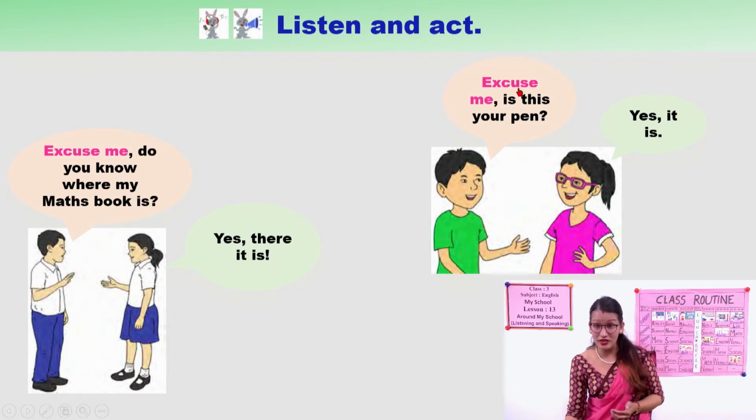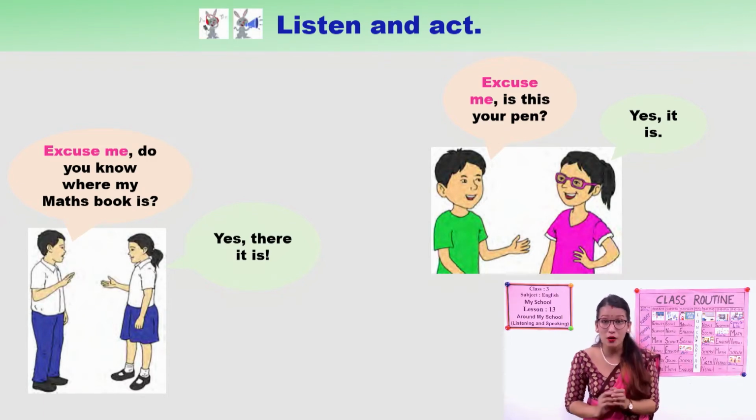Did you listen carefully? Can you read it one time? Good. Okay, very good. Excellent. Now, I will be the girl, you be the boy. Okay, ready? 1, 2, 3. Yes, it is. Now, let's switch. I will be the boy, you be the girl. Okay? Excuse me, is this your pen?